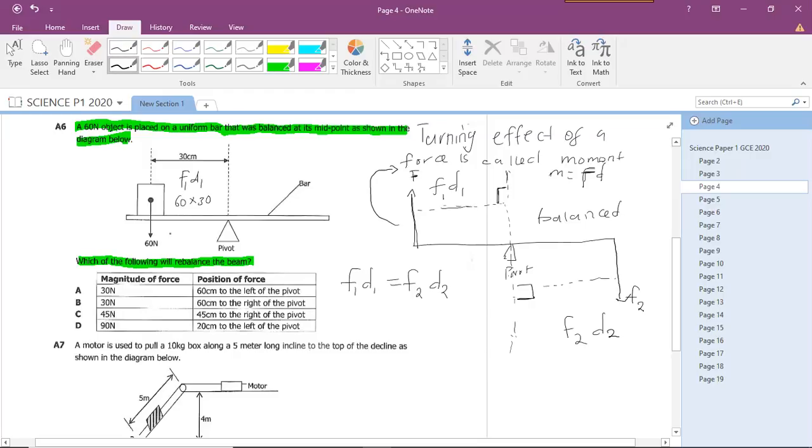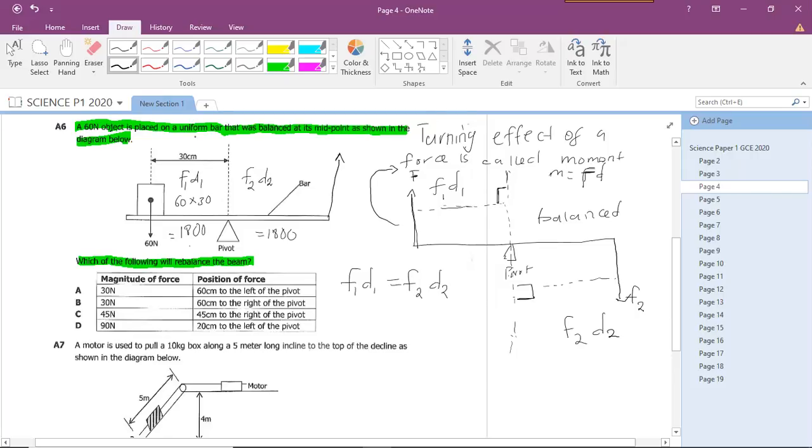And what's the value of the moment that we're getting? 60 times 30, we're getting 1,800 newton centimeters. That's the moment pulling it down. So for you to balance this, your force 2 times distance 2, the value that you get after multiplying, should give you 1,800 in the opposite direction.